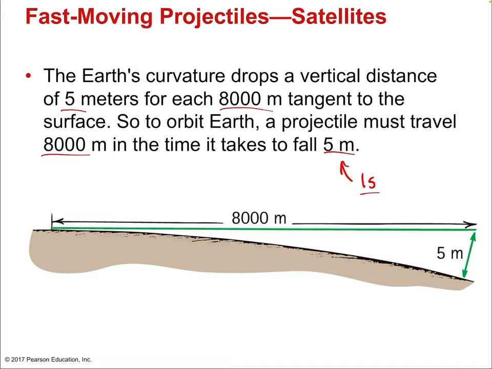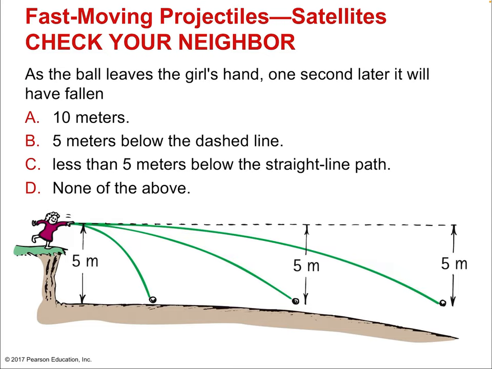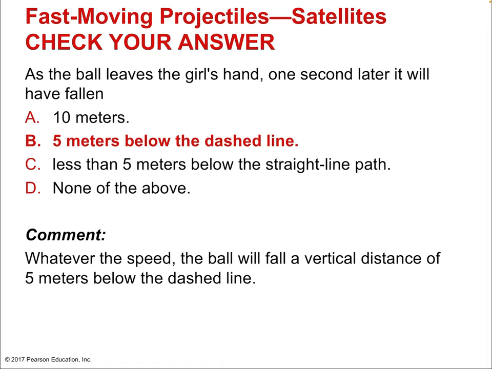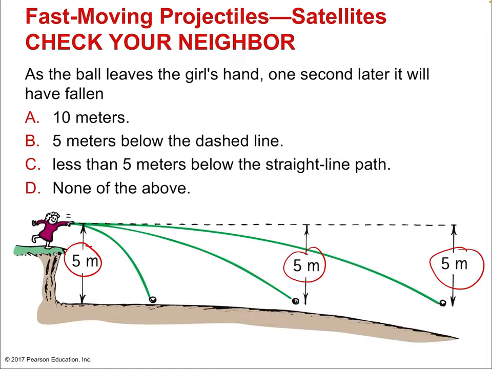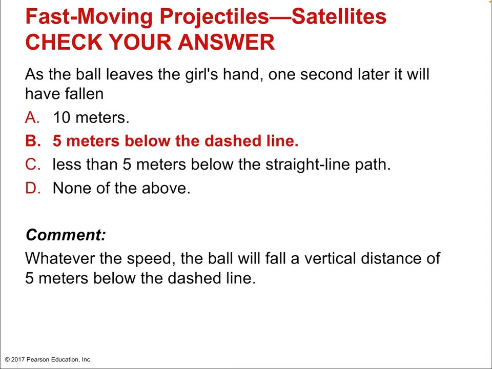Now, I said 7,000 because that's an approximation for once you're out of the atmosphere. But if you wanted to travel right at the surface of Earth, totally infeasible, you'd run into mountains, you'd have to be traveling 8,000 meters per second at sea level. As the ball leaves the girl's hand, 1 second later, how far will it have fallen? Notice, no matter how fast she throws it, it still falls the same vertical distance. That's because the horizontal part of the motion and the vertical part are separate from each other. We know the answer: it falls 5 meters below the dashed line. No matter how fast she throws it to the side, even if she just drops it straight down, it always falls 5 meters in that first second of free fall, in the absence of air resistance.